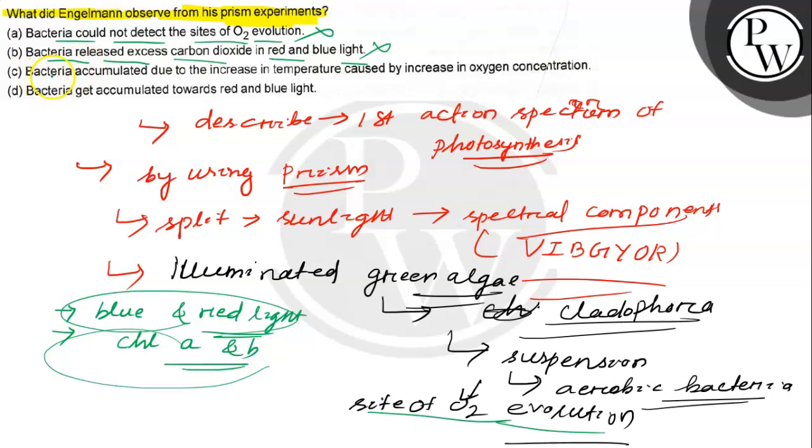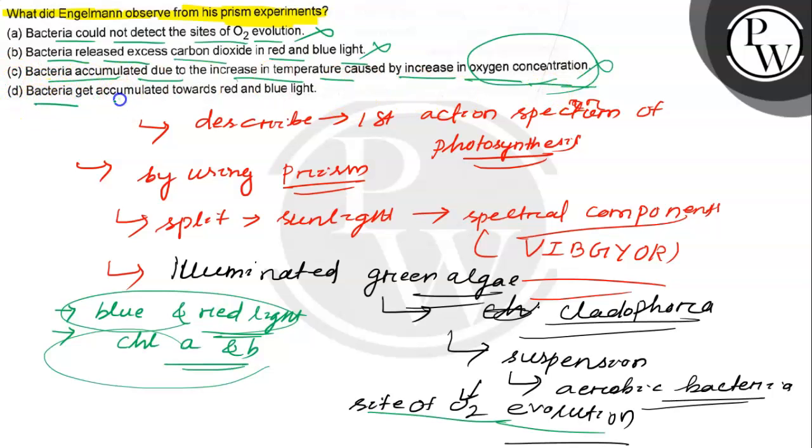Bacteria accumulated at that place. Then the option says bacteria accumulated due to the increase in temperature caused by the increase of oxygen concentration. So this is also wrong. Bacteria accumulated due to the increase in temperature? No, this is not possible. It is due to the increase in oxygen concentration. So this one is wrong here.